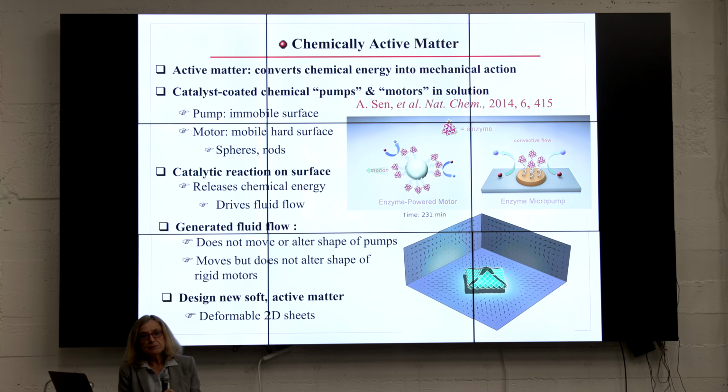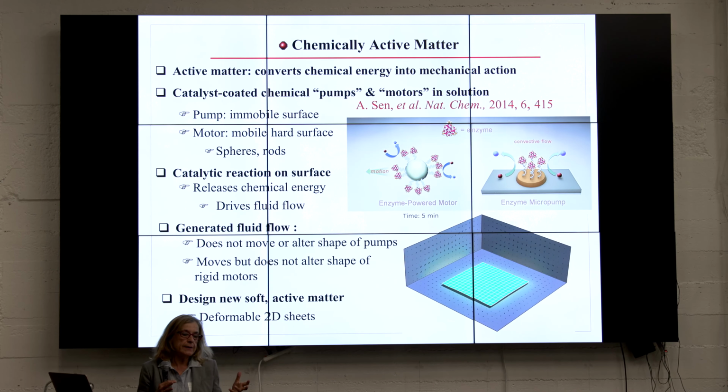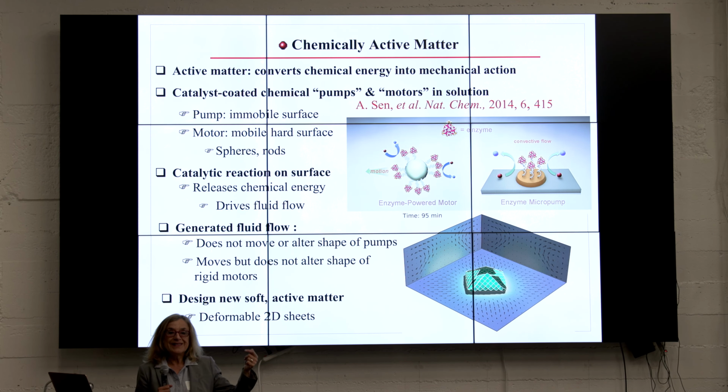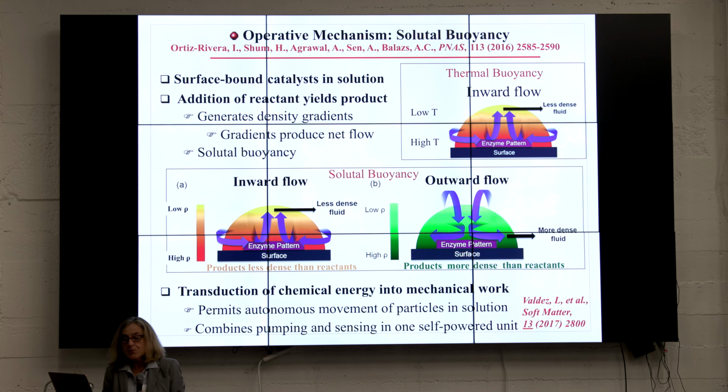So we decided to explore this other space where now the material is a soft, elastic, two-dimensional sheet. And the fun in that is now when the flow is generated chemically, the generated flow can influence the shape of the sheet. That's what you're seeing here. And then the shape of the sheet will impact the flow. So the mystery behind this, or the mechanism behind this, is Solutal buoyancy.